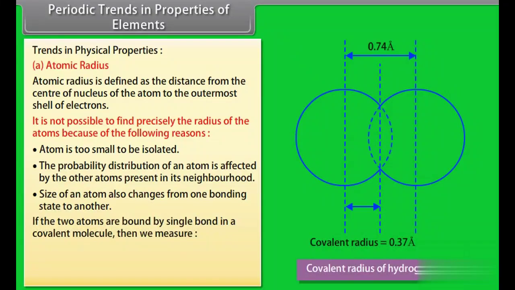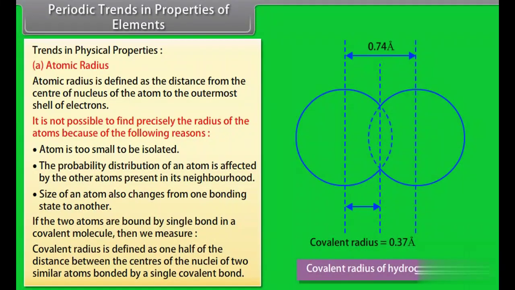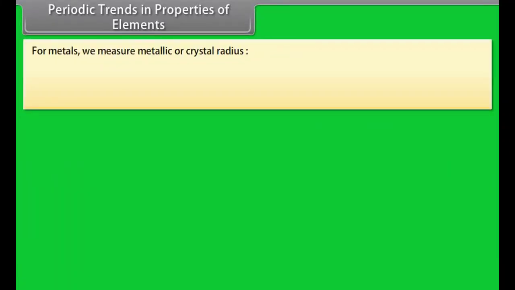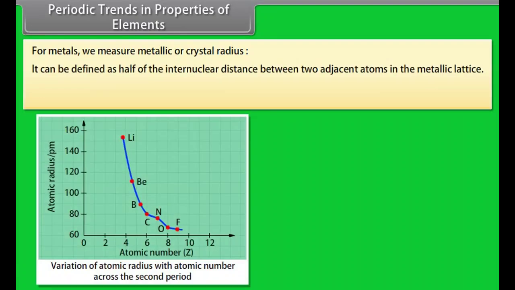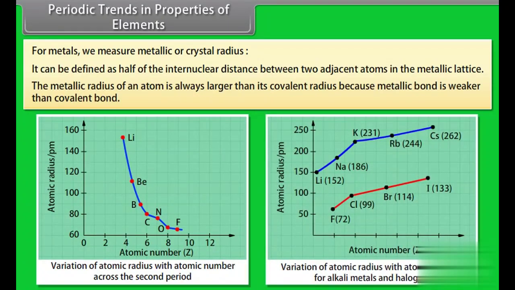If 2 atoms are bound by a single bond in a covalent molecule, then we measure covalent radius. Covalent radius is defined as 1/2 of the distance between the centers of the nuclei of 2 similar atoms bonded by a single covalent bond. For metals, we measure metallic or crystal radius. It can be defined as half of the internuclear distance between two adjacent atoms in the metallic lattice. The metallic radius of an atom is always larger than its covalent radius because metallic bond is weaker than covalent bond.